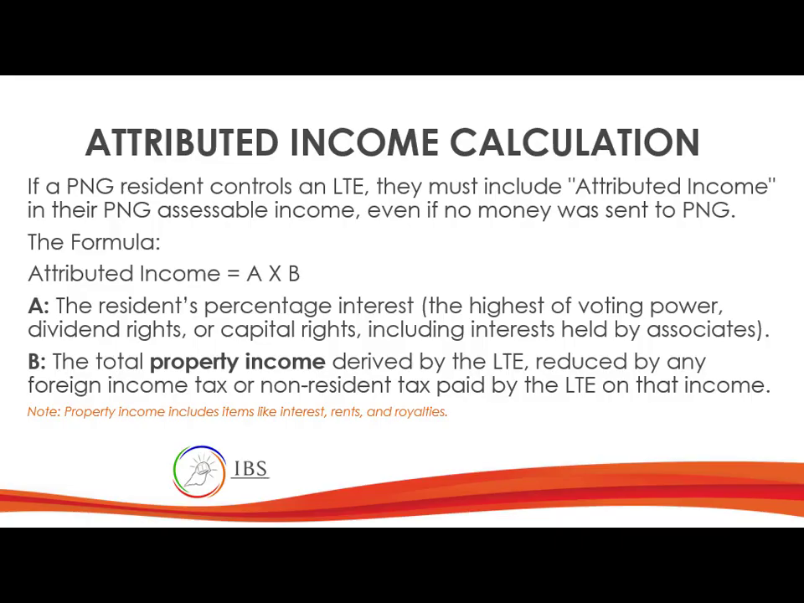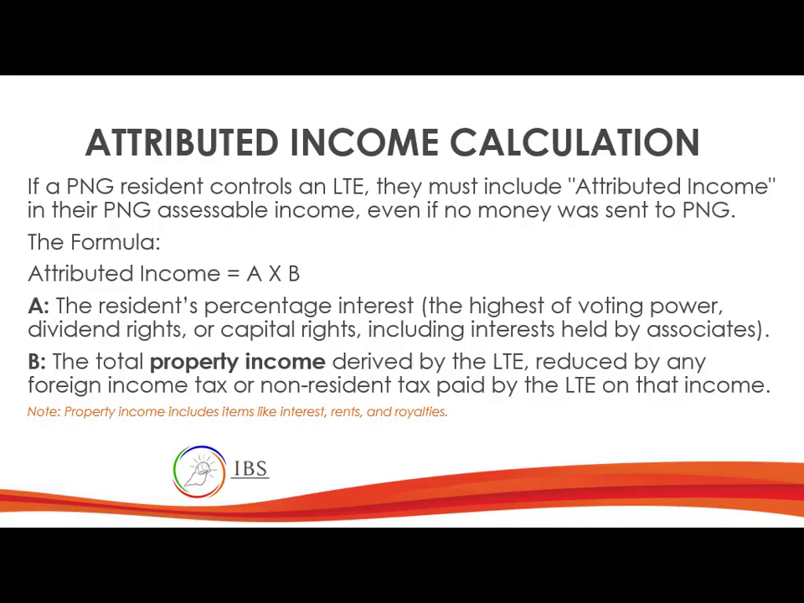Sorry, so determining the 50% after this particular calculation of tax. In determining a low tax entity, they must include attributed income in their PNG assessable income, even if no money was sent to the PNG applicant. So the financial statement says you have 10 million kina there, but you haven't received 10 million kina, and your company there is treated as a low tax entity. So the 10 million kina must be part of the assessable income. Okay, clear?